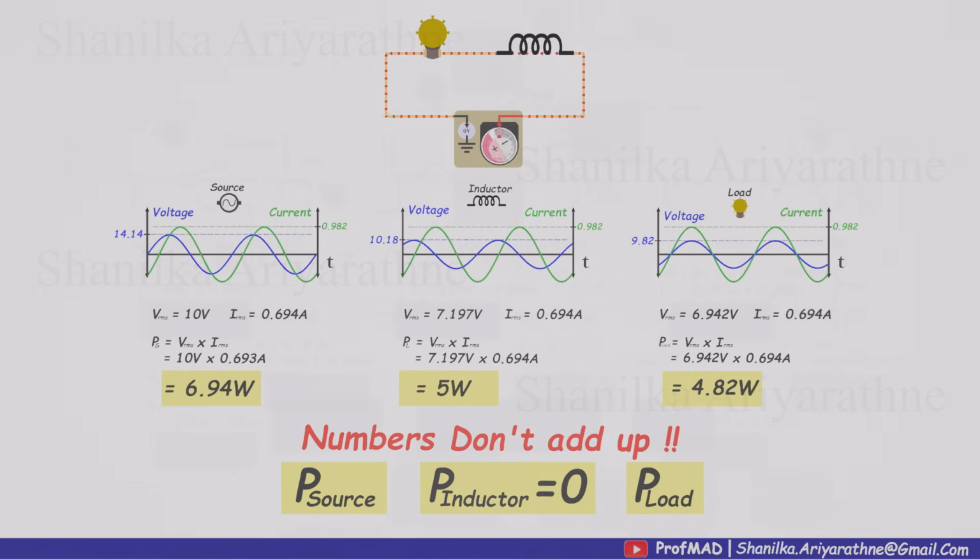We know an inductor doesn't generate power or continuously consume real power like a resistor. So what does this power value for the inductor actually mean? Here's the key point. In circuits with inductance, simply multiplying VRMS by IRMS does not give the real power. So what's really happening here?